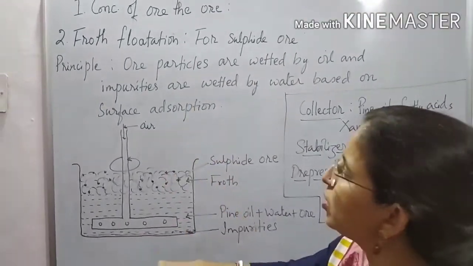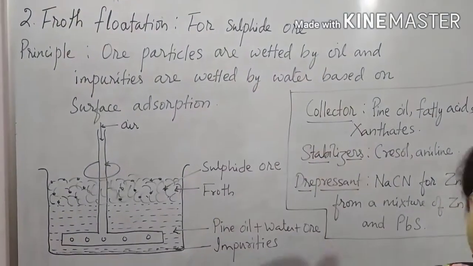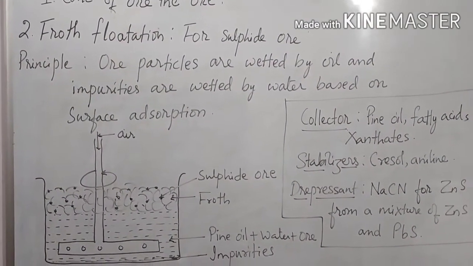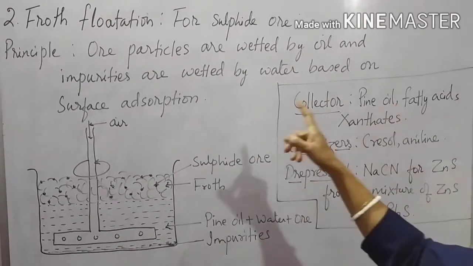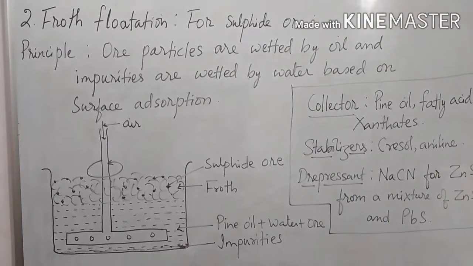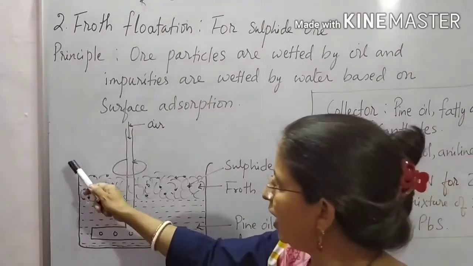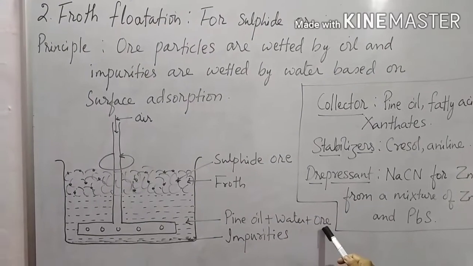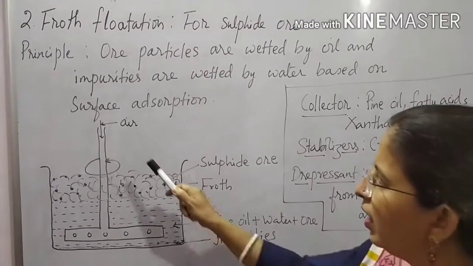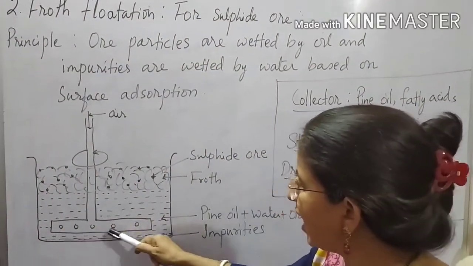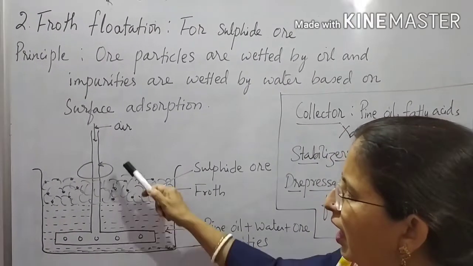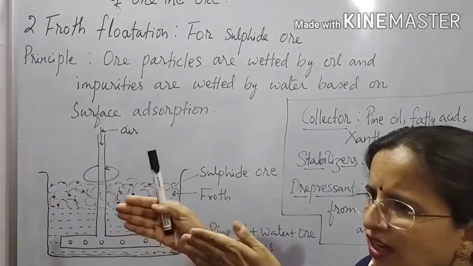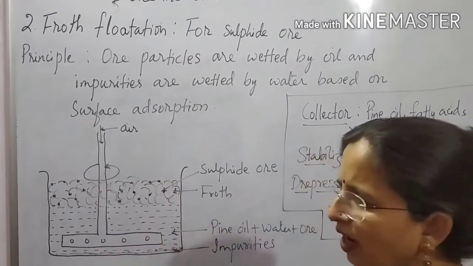It is based on the principle that the ore particles are wetted by oil, whereas the impurities are wetted by water, and based on surface adsorption. So how is it done? Let us see. In a container, a mixture of pine oil, water and ore is taken, and air is passed and it is agitated very heavily. Agitate means to rotate with a stirrer.